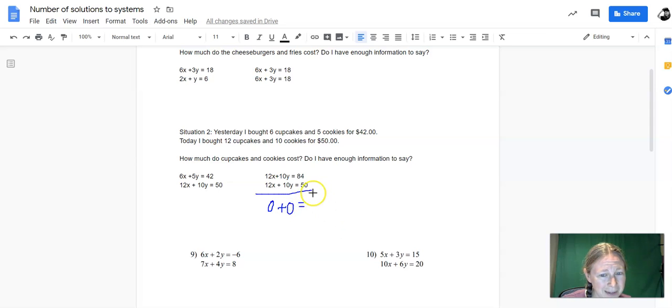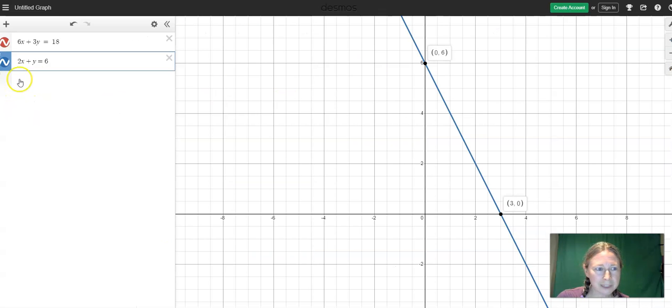84 minus 50 is 34. So in this situation, we ended up with 0 equal to 34, which is weird. Trying to solve it algebraically ended up with this impossible situation. If I go to Desmos and try to graph these equations, look and see what happens. So I'm going to get rid of my drawing and we'll go over to Desmos.